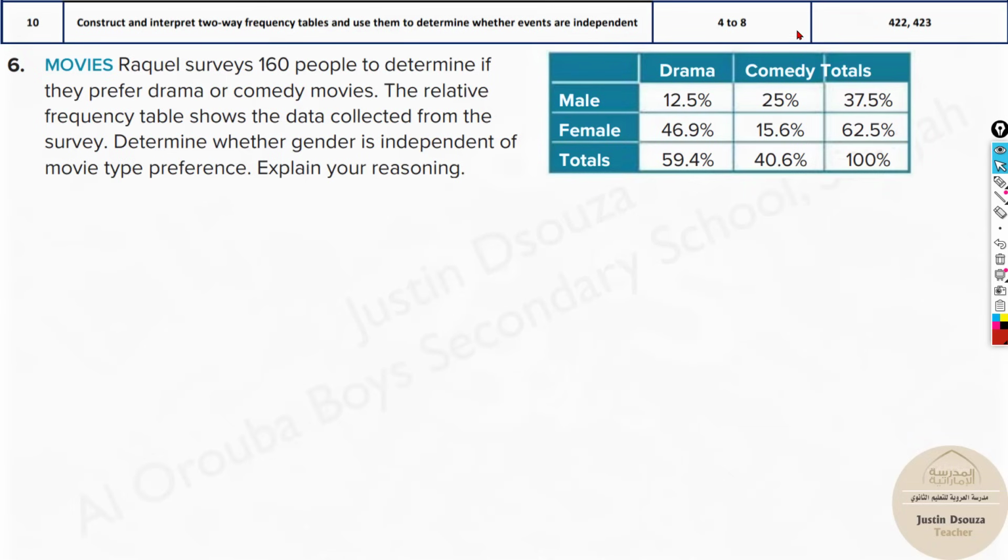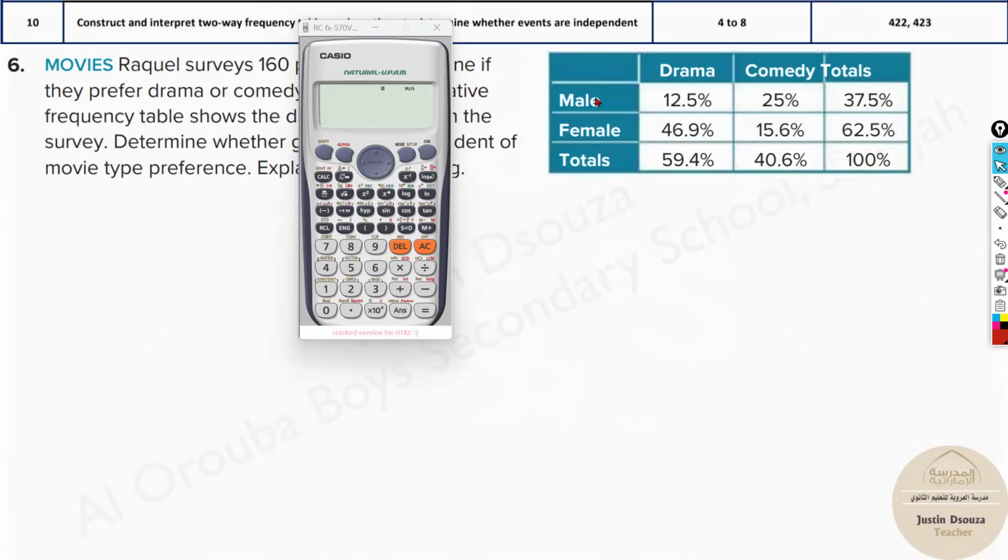Let's take a calculator and see. All you need to do is find this drama male, just multiply the totals. That is 37.5 percent over here, or you can take it as 0.375, multiplied with 59.4%. Don't forget the percent. Now the answer is how much? It is 22.2%. It's not matching. So I can just stop. You can try the other values.